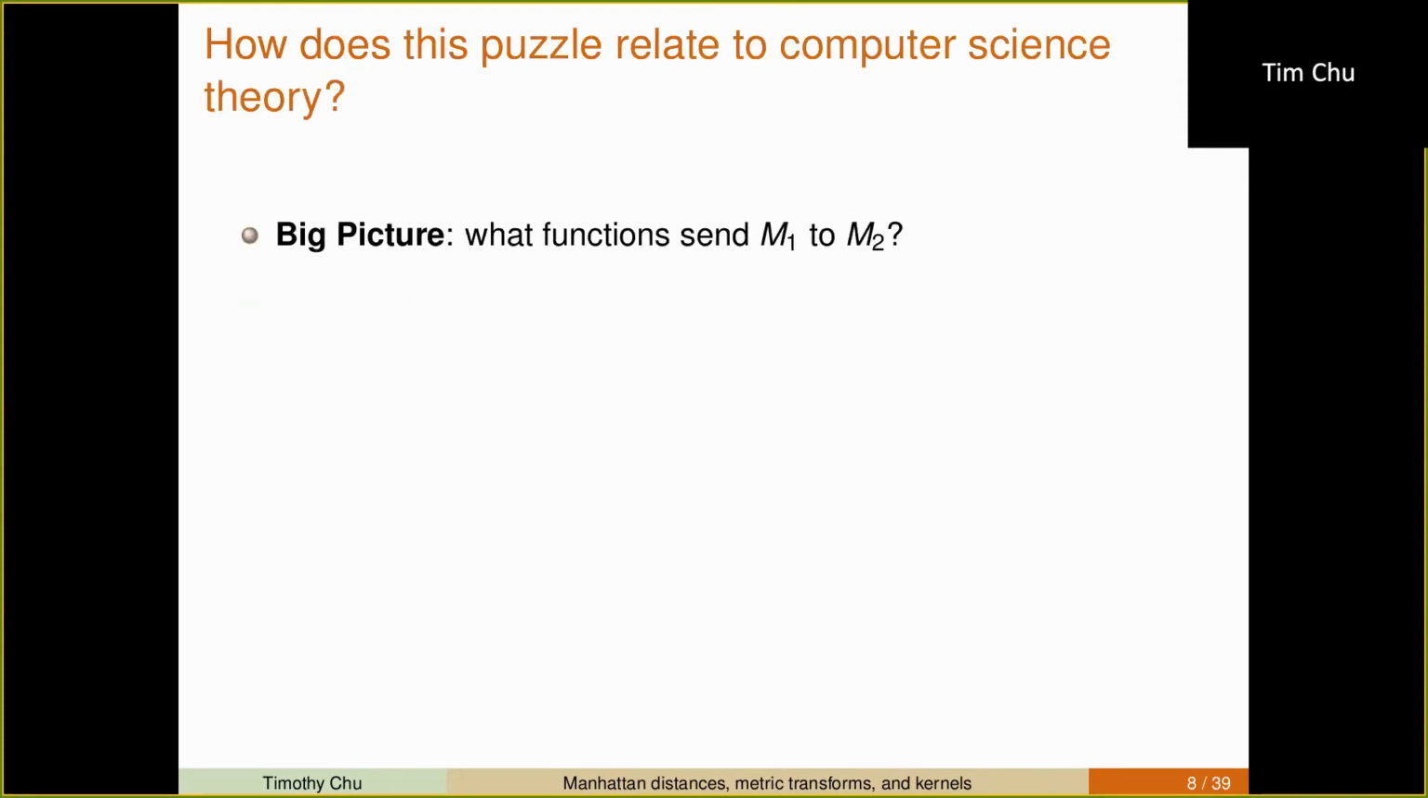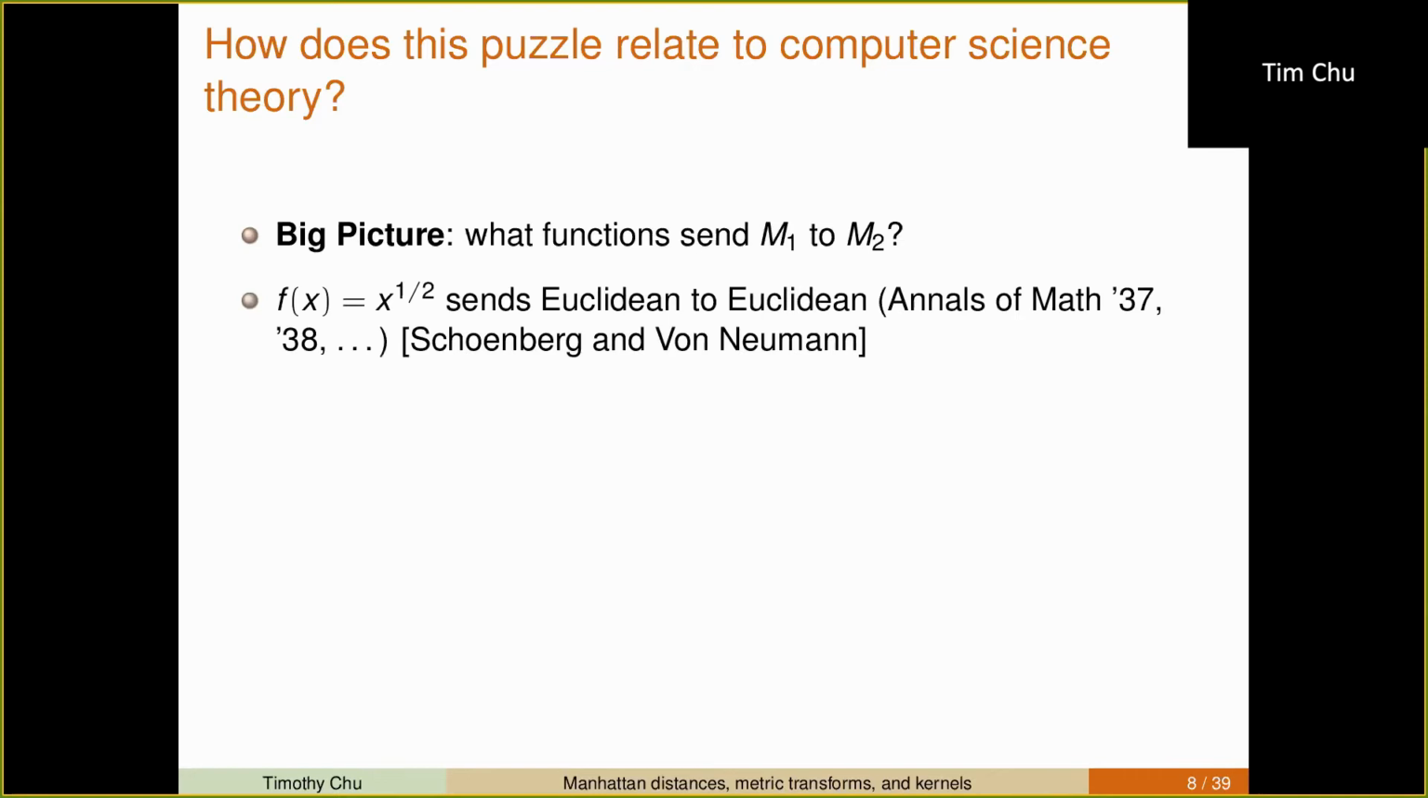So let's briefly go into why this puzzle relates to computer science theory. The big picture question is, for a general metric space M1 and a general metric space M2, what functions send M1 to M2? It turns out that the study of this question is actually quite old, in the case when M1 and M2 are both Euclidean distances. In this case, it was known that the square root of x has this property. This was shown by Schoenberg and John von Neumann in a series of papers from Annals of Math, 1937, all the way to some papers in 1942.